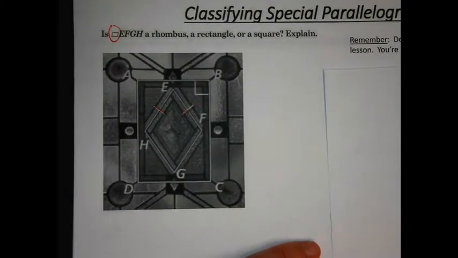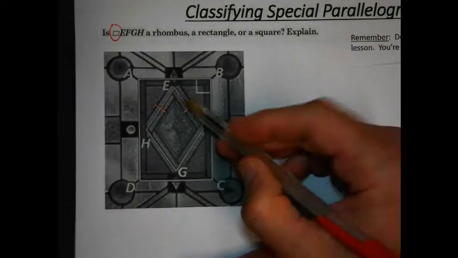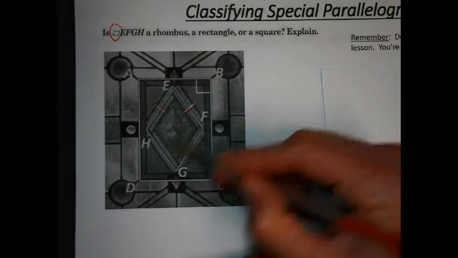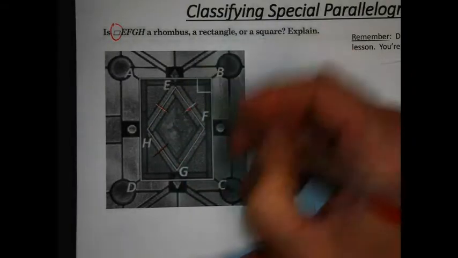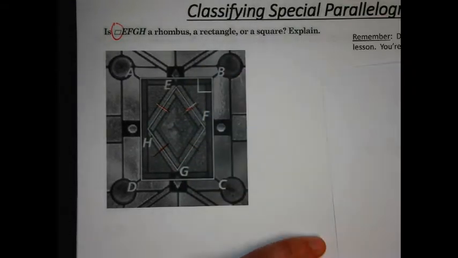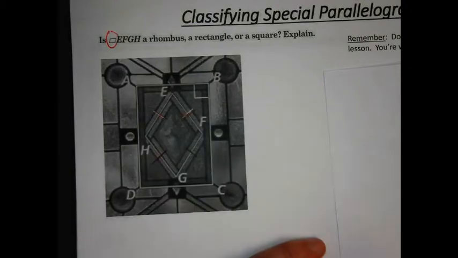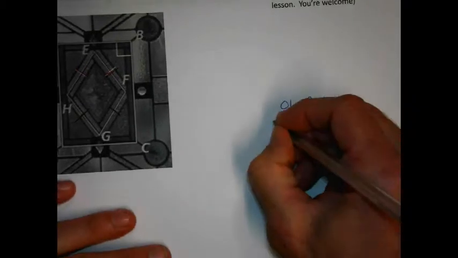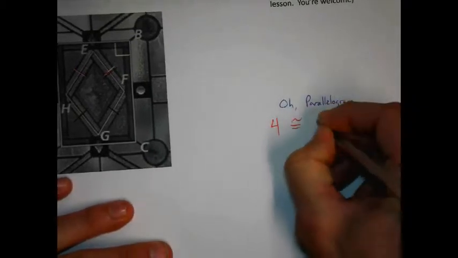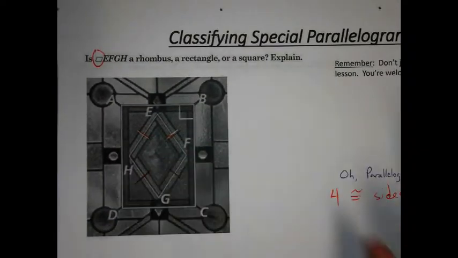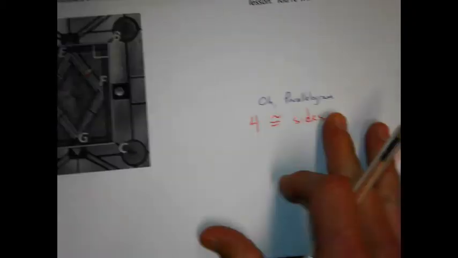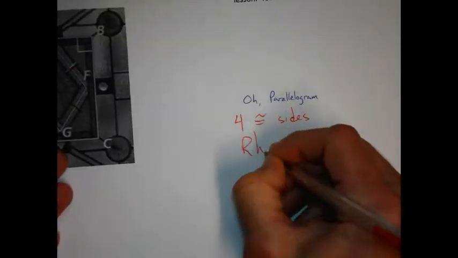Because what do we know about parallelograms? We know opposite sides are congruent. So if EF has 1 tick, then HG has 1 tick. And if HE has 1 tick, then GF has 1 tick. Guess what? All 4 sides are congruent. So, parallelogram, we have 4 congruent sides. What has 4 congruent sides? That's all we know. We don't know anything about the angles. We just know 4 congruent sides. So what is that? That's our rhombus.